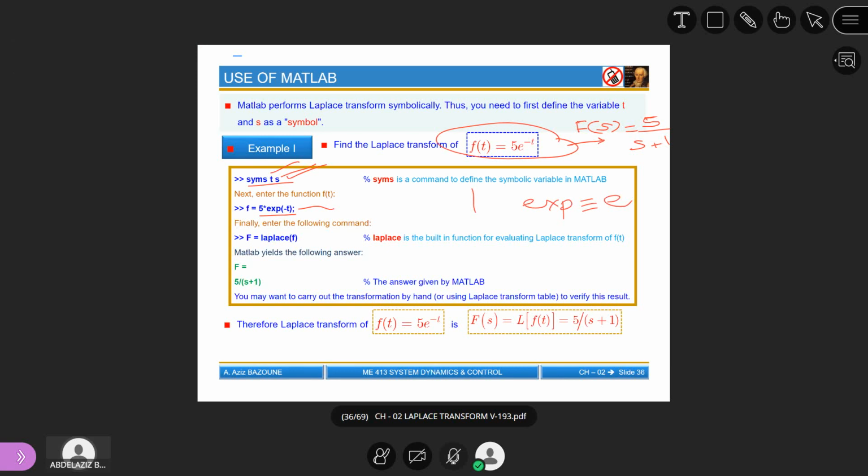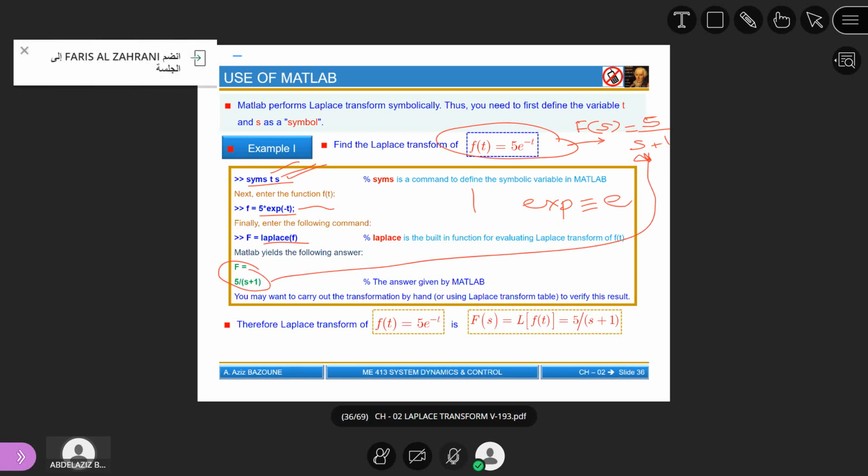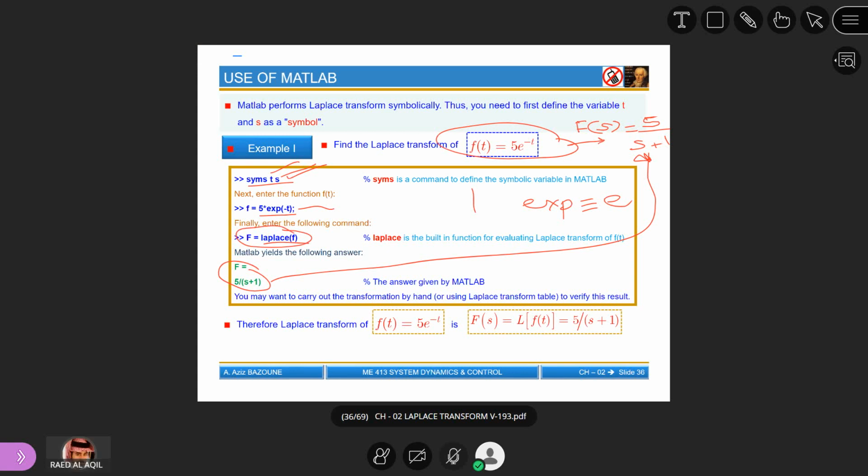And then you type capital F is equal to Laplace of f. Laplace of f, and then MATLAB directly gives you F, the green one here, is 5 over s plus 1, which is exactly the answer that you know already. So just use the function Laplace and you are done. This will facilitate your life. It will make it very easy for you to calculate the Laplace transform. So just symbolic first, to generate.